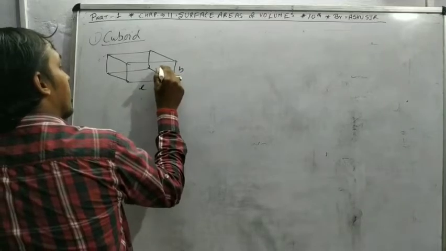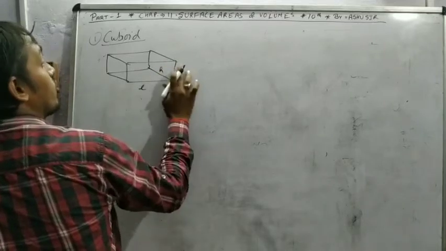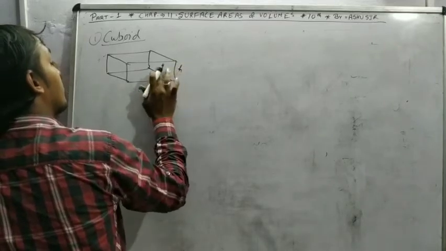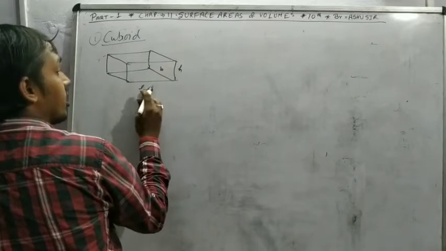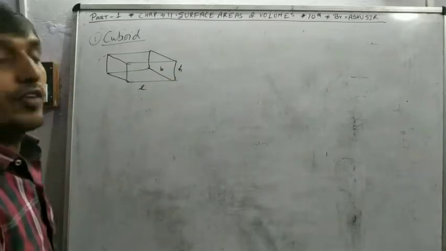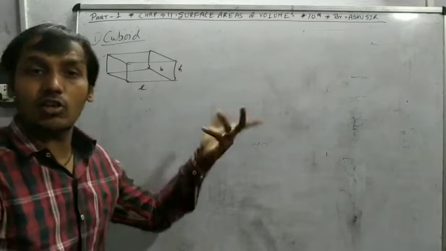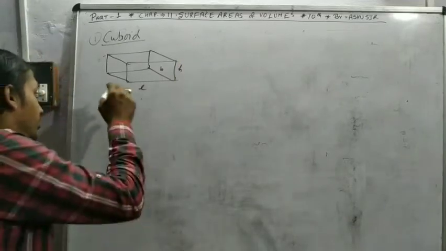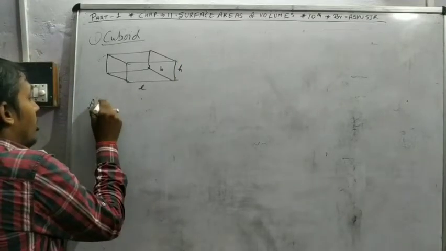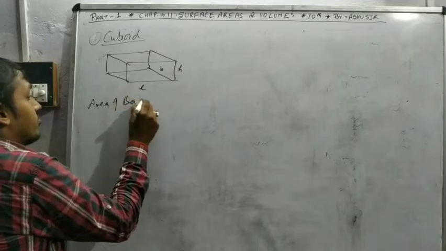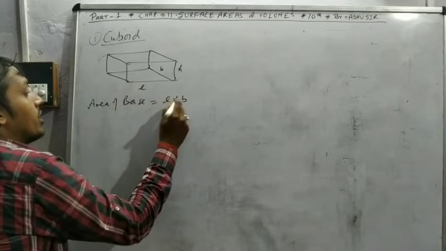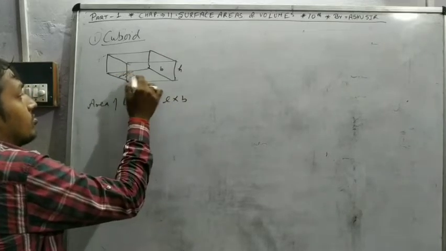Length, breadth and height, or you can say length, breadth and height. I mean, dimension is not fixed. Anywhere you can take length, breadth or height. Area of base, that is length into breadth.